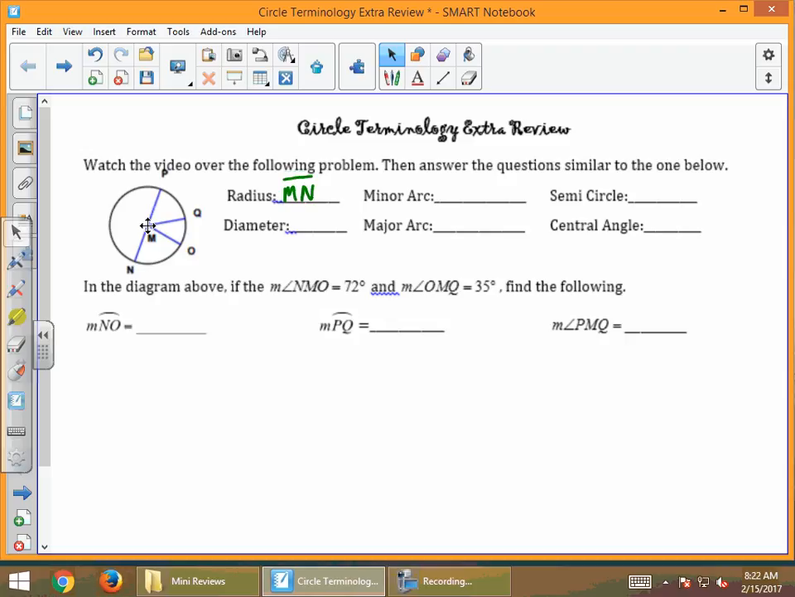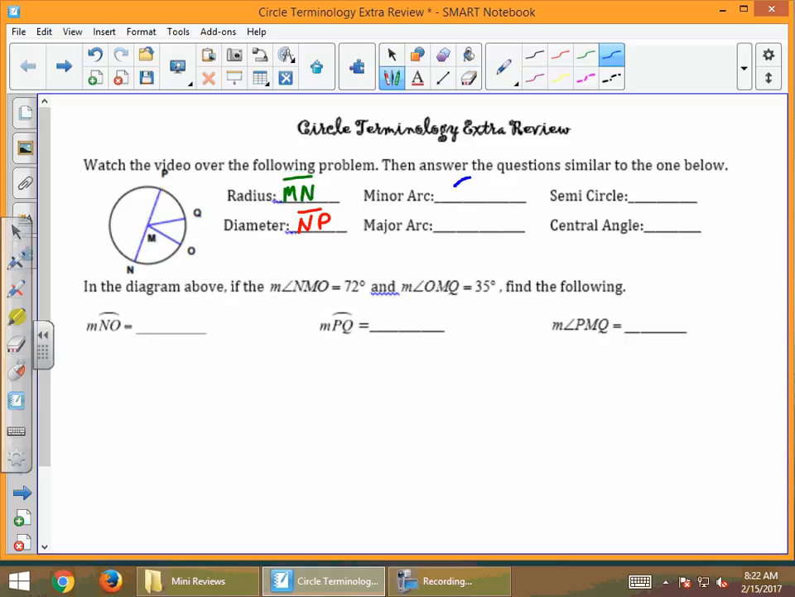To name a diameter, you start at the end, you go through the center, and then you go to the other end. So in this circle there's only one diameter, and that is NP. And radius is halfway, so the center to the edge, diameter is from the edge through the center to the other edge.